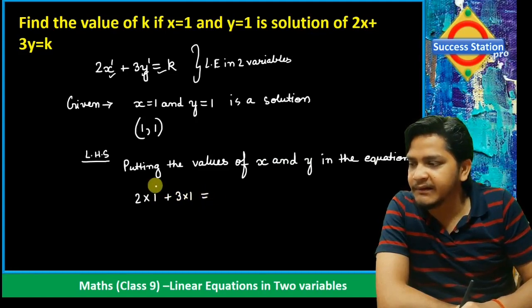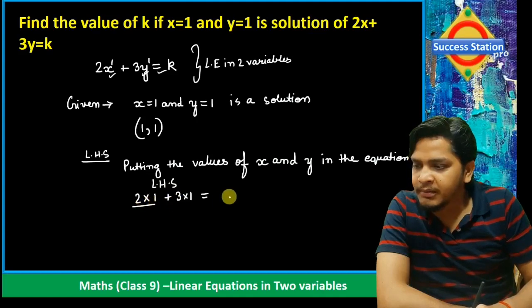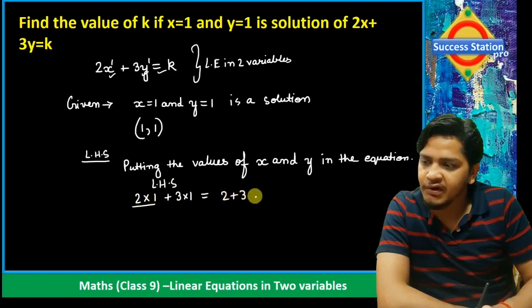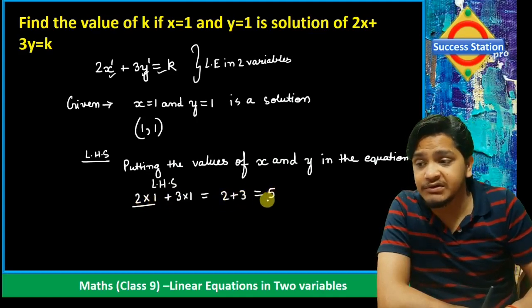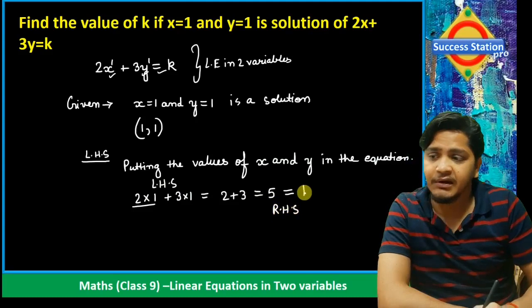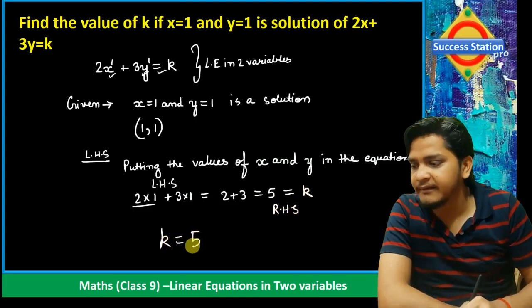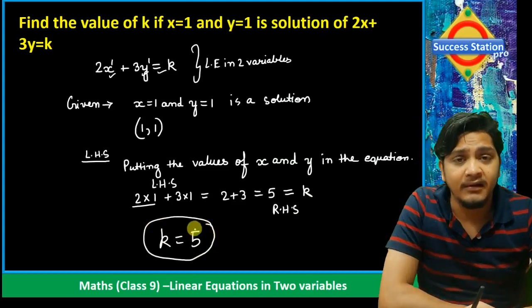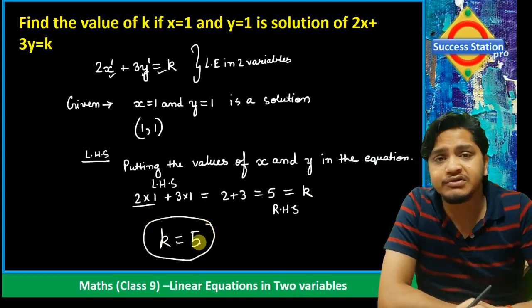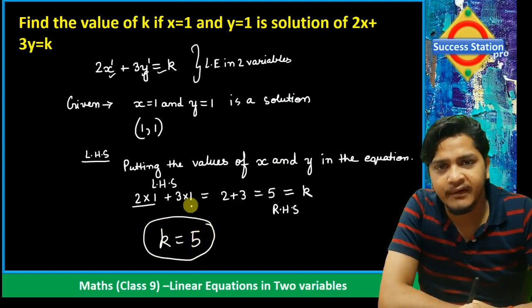This is my LHS. What will we obtain? We'll obtain 2 plus 3. So we'll obtain 5. Because it was a solution, this will also be equal to RHS. And what is RHS? RHS is k. So we got the value of k as 5. This is the way, right? So this is the way we will solve this question. k equal to 5. We got the value of k.